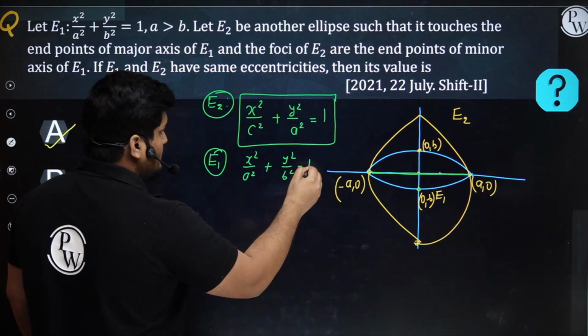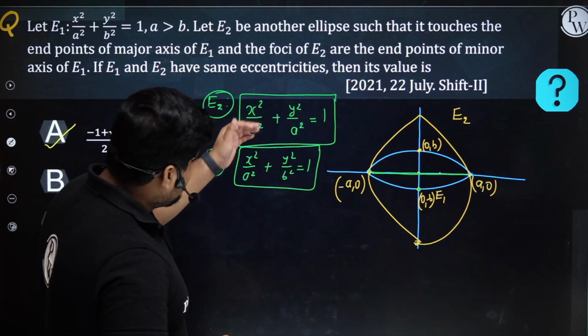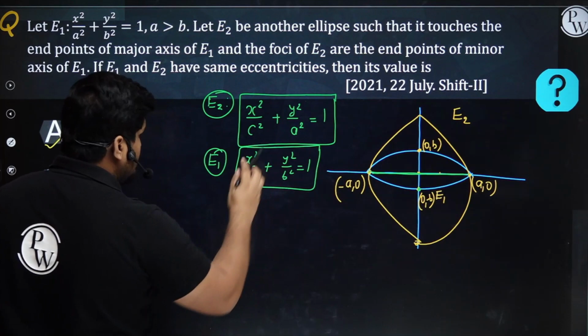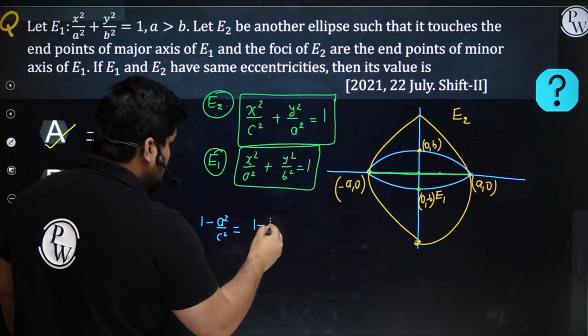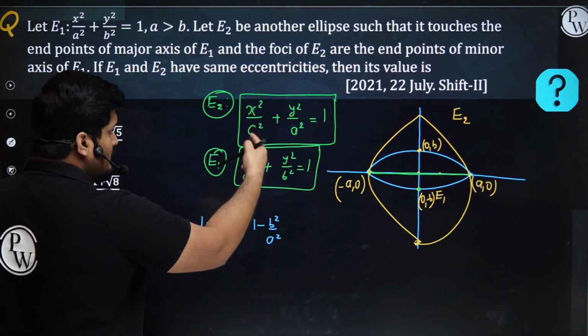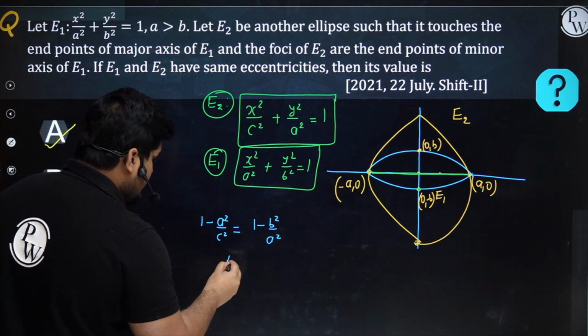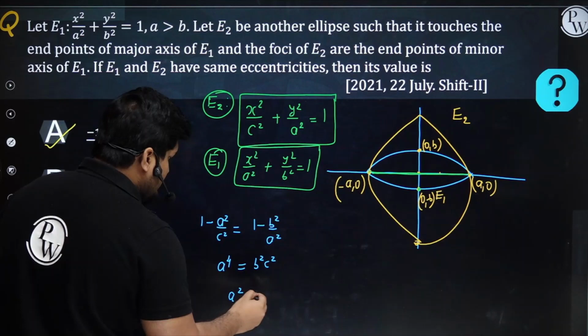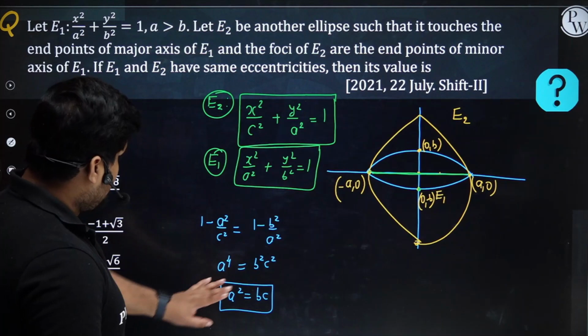Now these two have the same eccentricity. So if I write the eccentricity, 1 minus a square by c square will be equal to 1 minus b square by a square, right? The eccentricities are equal. From here, what we have is a power 4 equal to b square into c square. So we have a square equal to b into c. This is one relation we have. Like c is basically a square upon b.